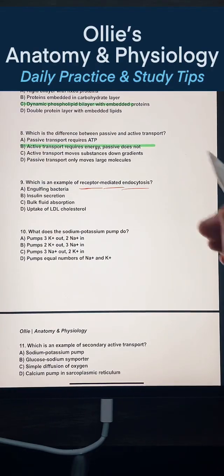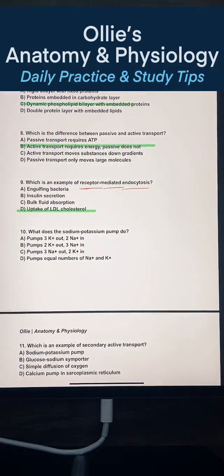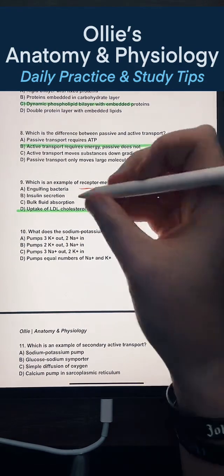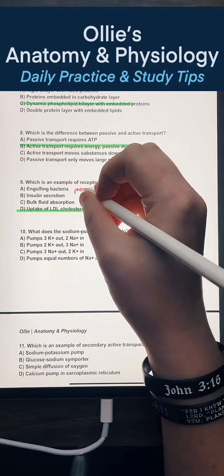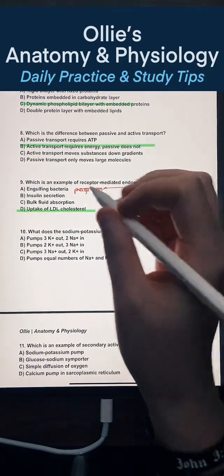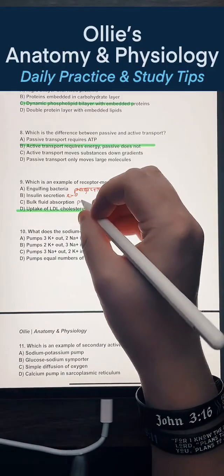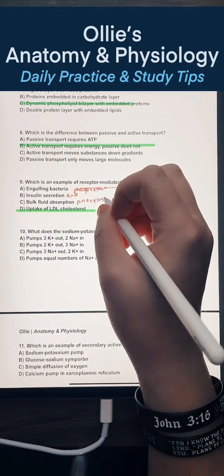Number 9, the answer is D. It is the uptake of LDL cholesterol. So receptor-mediated endocytosis, cells use receptors to bring in specific molecules, specifically here LDL. Engulfing bacteria is phagocytosis. Insulin secretion is exocytosis, so this is exo, and bulk fluid absorption is called pinocytosis.